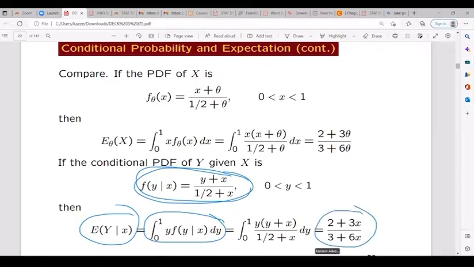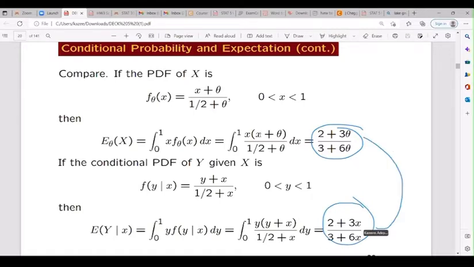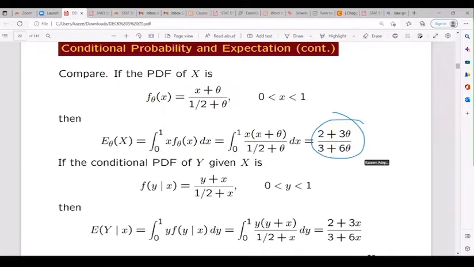Now compare those two. Compare this with this. What has happened? X has replaced theta. Look at that. X has replaced theta, just like what I told you. If you look at theta here, X replaced that, and Y replaced X. You see that? So take a look at the result that we have now. This is the unconditional mean, and this is the conditional mean. Look at the difference between the two.